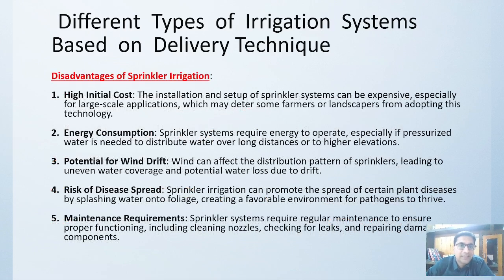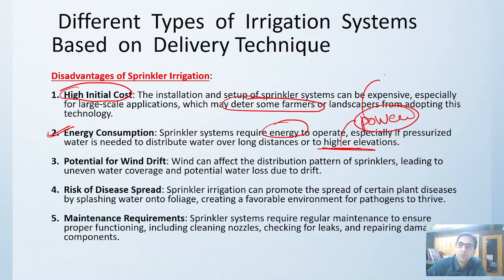Okay, some of the disadvantages. The high upfront cost. A very high upfront cost is there, you need to pay a lot of money. Because of that, it may deter some farmers from going with this sprinkler system. Then energy consumption, it requires energy to operate. You need electricity for distribution of water, and if it has to be done at a higher elevation, you need a more powerful sprinkler. So you will need a better and more powerful motor for this whole purpose.